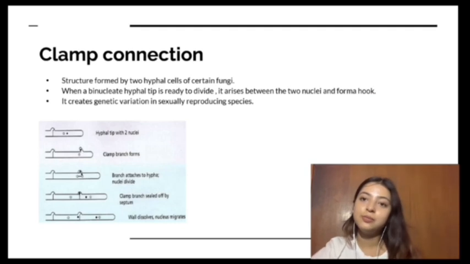Clamp connection. A clamp connection is a structure that is formed due to the growing of the hyphal cells in a fungus. Basically, it's a hook-like structure that is meant for the bypass of a nucleus, because this nucleus cannot pass through the septal pore, that is the dolipore septum, and as the nucleus passes through it, it helps in the multiplication of many dikaryotic cells. It also creates genetic variations in many sexually reproducing species. So, moving on to the next slide.